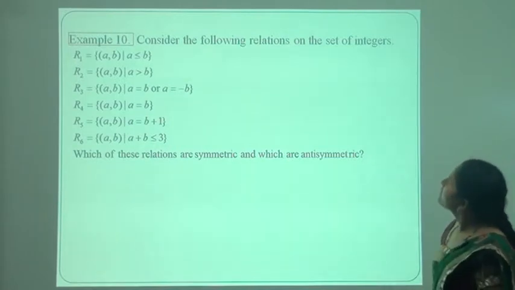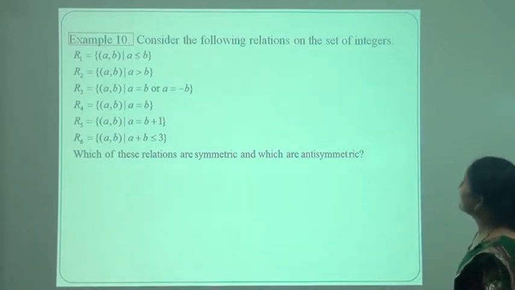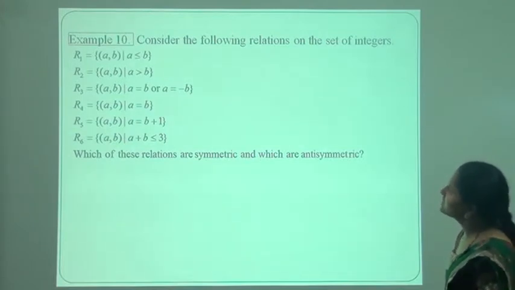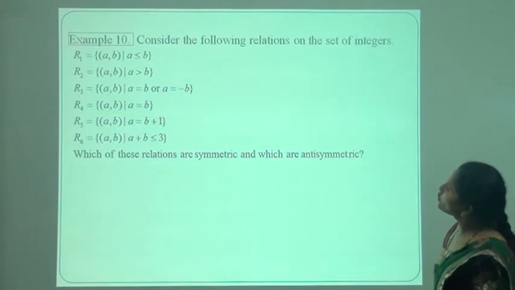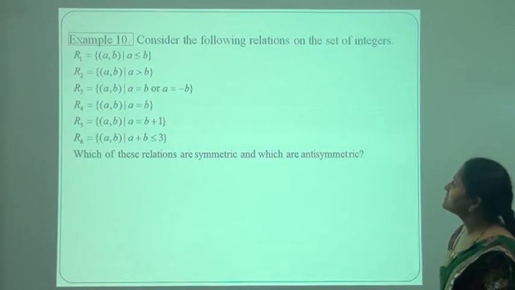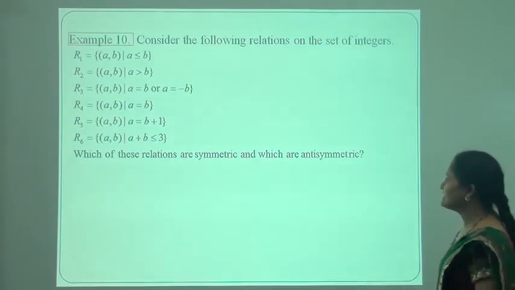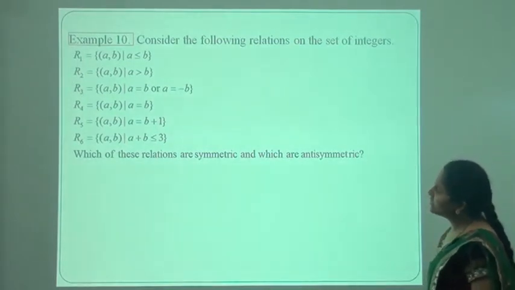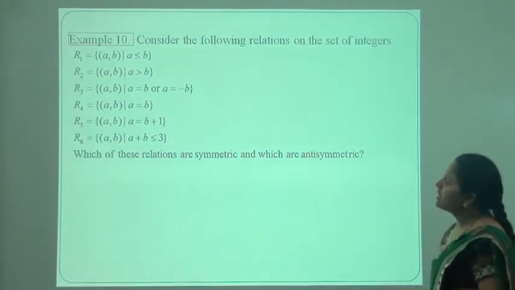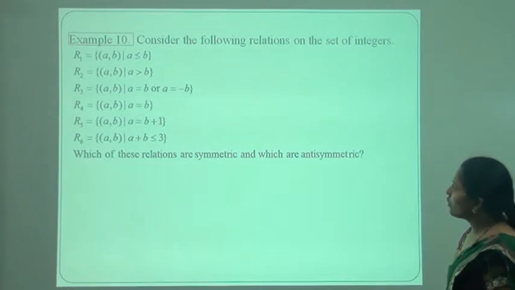Here also, consider the following relations on the set of integers. R1 is the relation (a, b) such that a is less than or equal to b. R2 is a greater than b. R3 means a equals b or a equals minus b. R4 is a equals b. R5 is a equals b plus 1. R6 is a plus b less than or equal to 3.